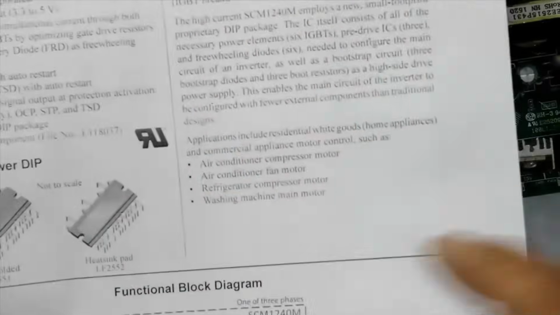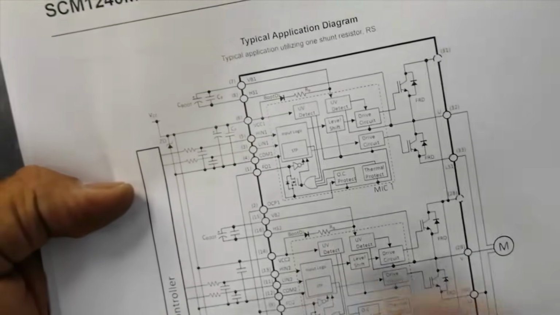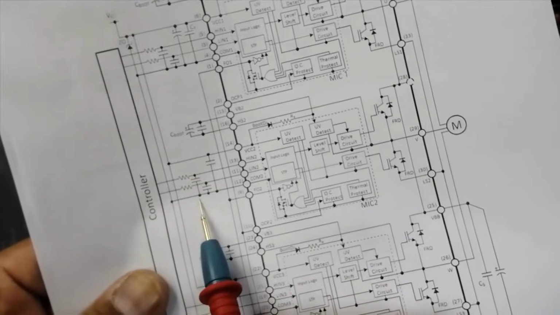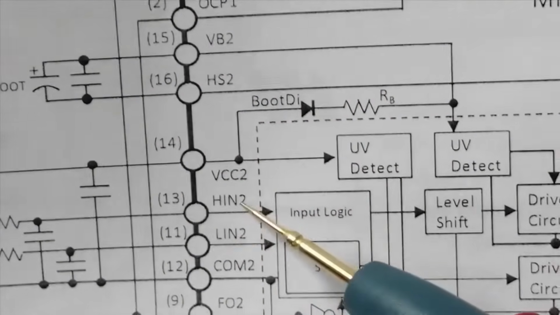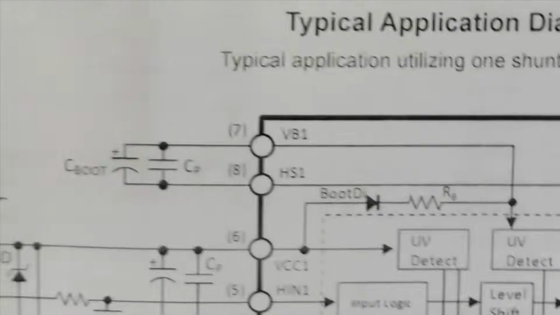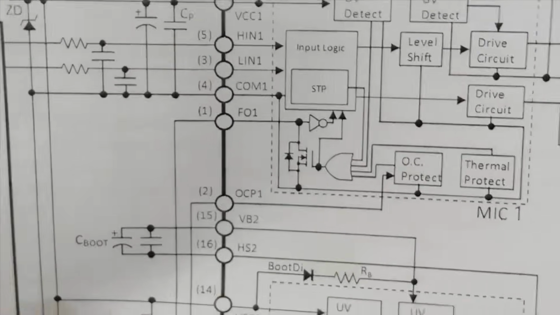We are not going into too much detail, I am just sharing the data sheet. So we have to see here the inputs that are applied. High and low and common. High input, H in, for every phase. High input, low input, common. Phase 1, high input, low input, common. Phase 3, high input, low input, common. PO1, PO2, PO3, everything is here.